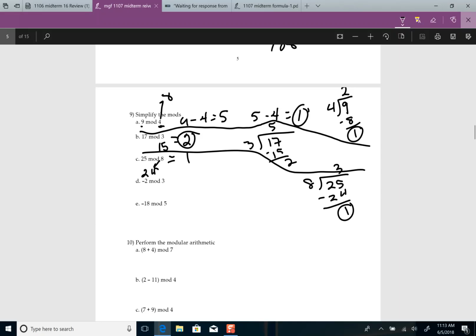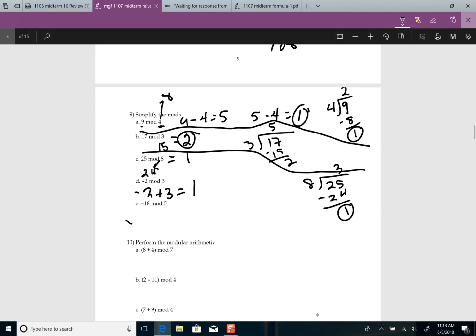When you get to negatives, you need to make them positive. You have to add a multiple of the mod. In this particular case, I can just add the mod. Negative 2 plus 3 is 1. It's kind of the only way to do this. There's not something else you can do like a division.